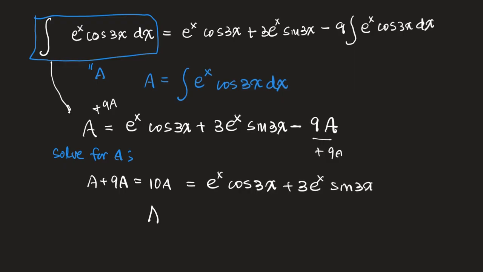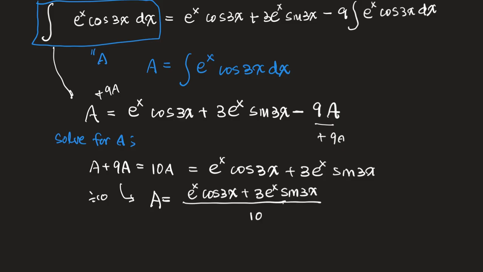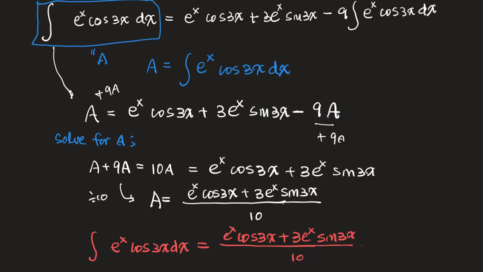So what is a gonna be? Divide by 10 both sides. So this one is e to the x cosine 3x plus 3e to the x sine 3x over 10. So what is a going to be? Integral e to the x cosine 3x dx equals e to the x cosine 3x plus 3e to the x sine 3x over 10 plus c.